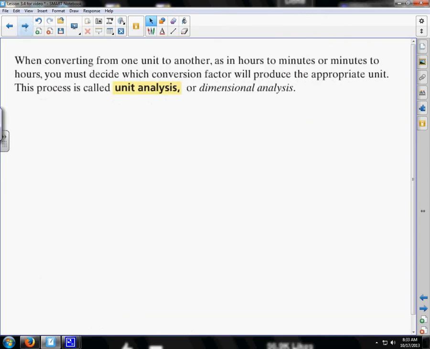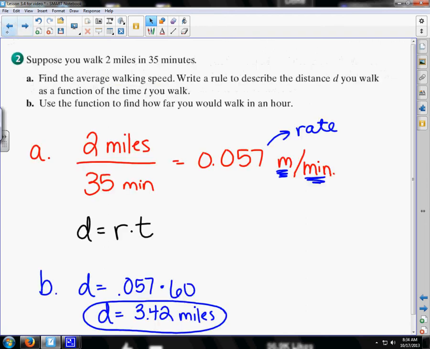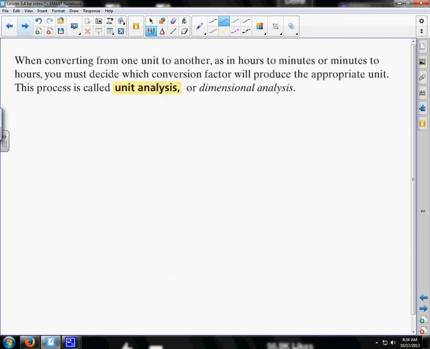All right, when converting from one unit to another, as in hours to minutes or minutes to hours, you must decide which conversion factor will produce the appropriate unit, just like we did back here. How I went, well, I can't put in 1 hour because this is in minutes. So this is called unit analysis or dimensional analysis, is when you convert from one unit to another.